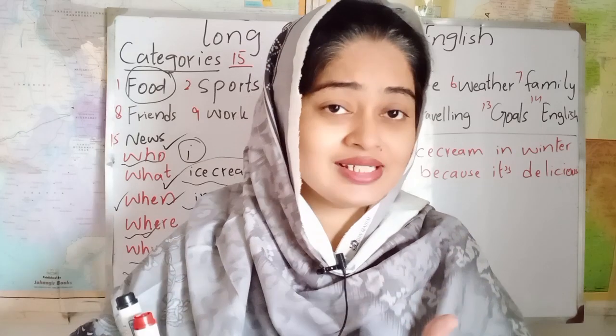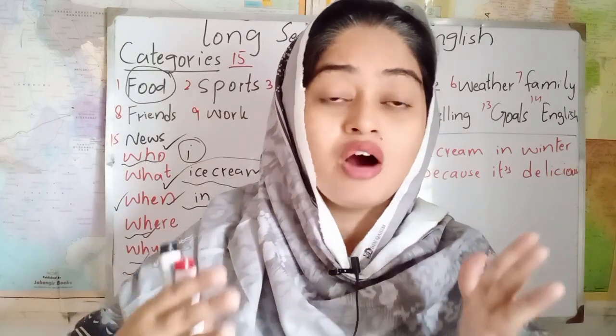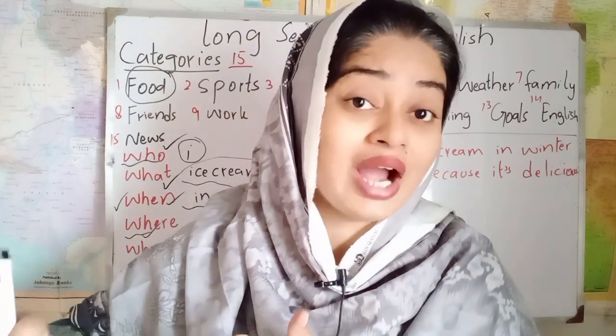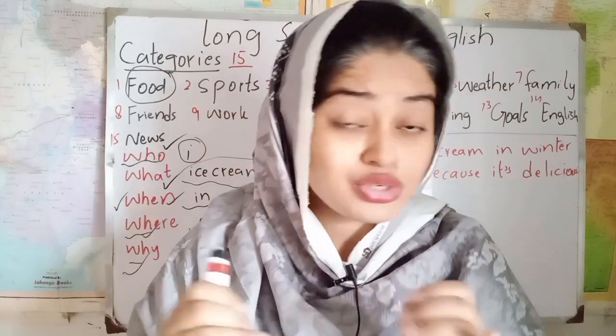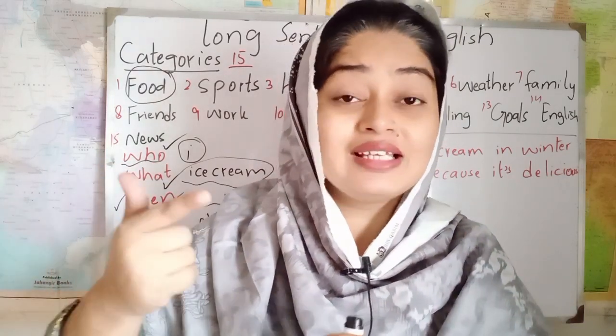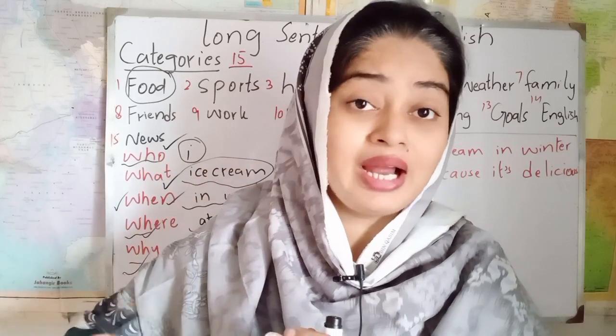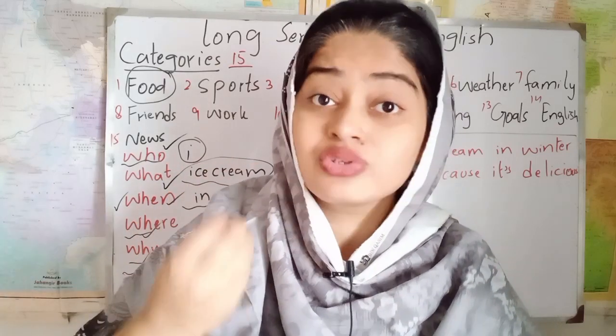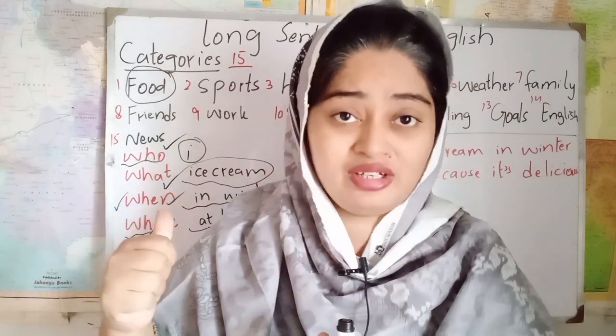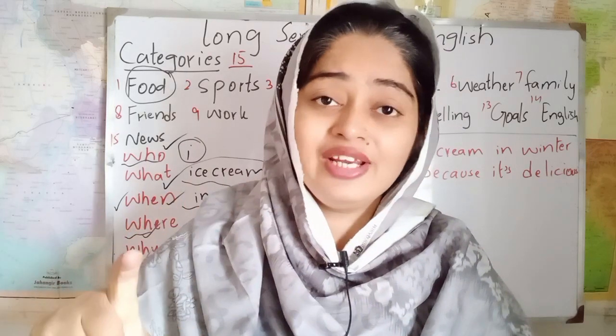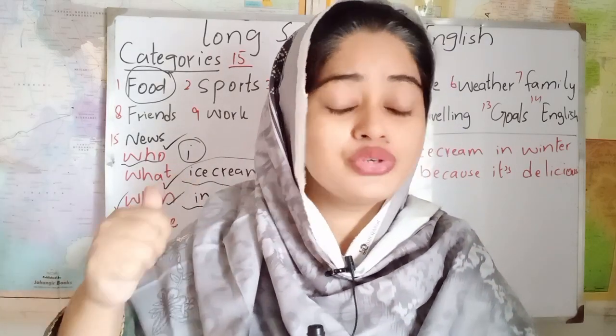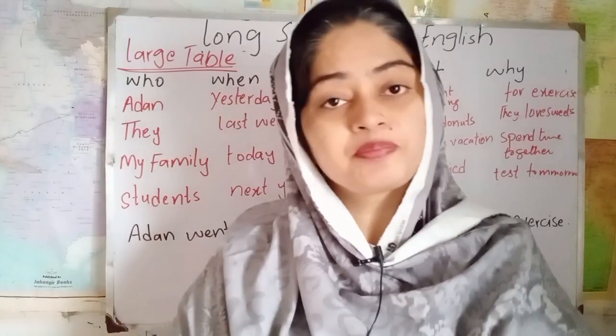Now you can understand how, with the help of the 5 W's, we can produce long, effective, communicative and good sentences in English, and at the same time we are training our mind to think in English to produce quality sentences for each category, because these categories are very common and people usually talk about these topics.